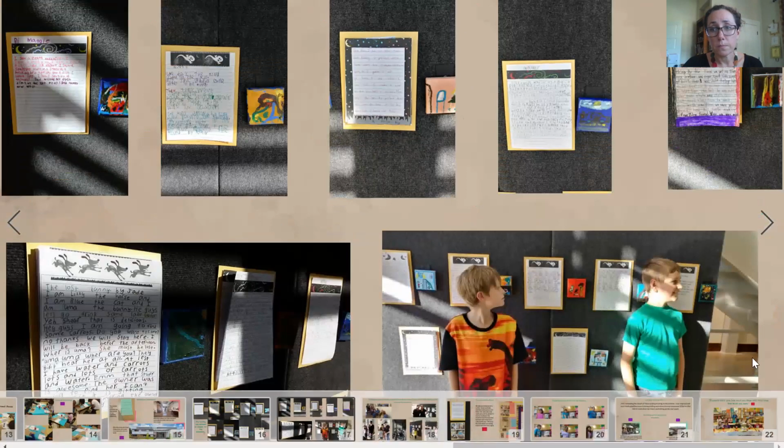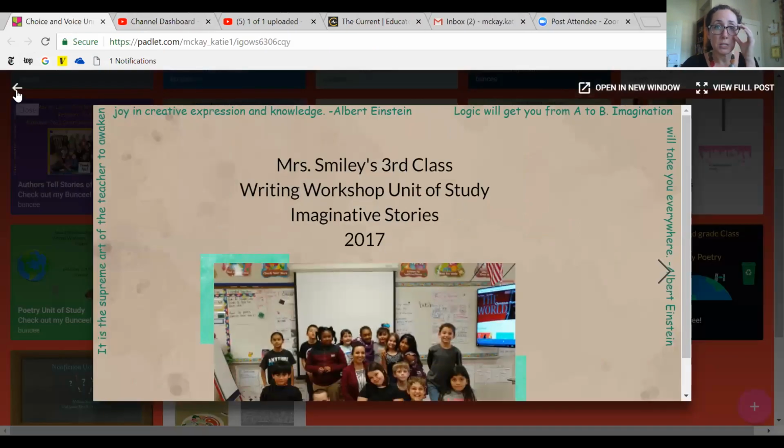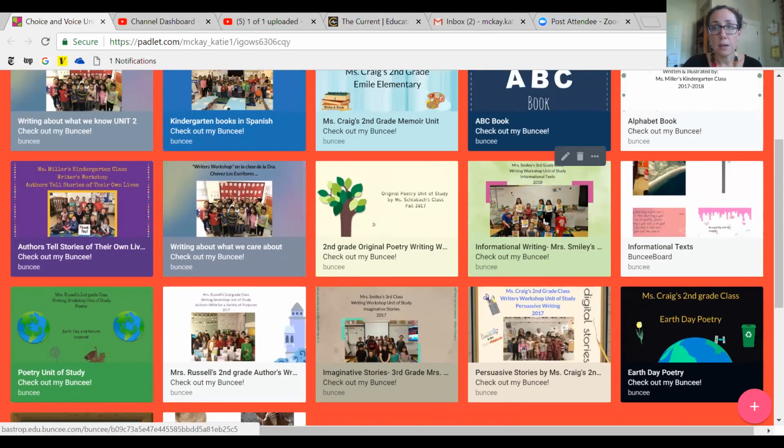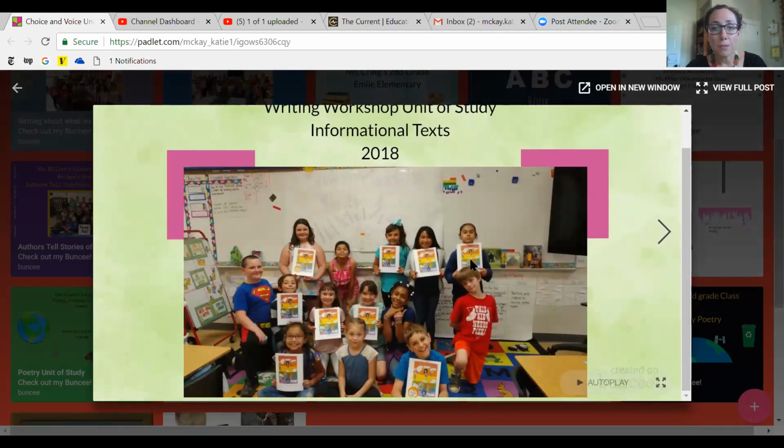I'm going to go ahead and invite you to take another look at that unit of study on imaginative stories that Meggie Smiley did. And now let's move to see her spring semester unit of study about informational texts and the digital text that her students created. So here they are holding up their writing.